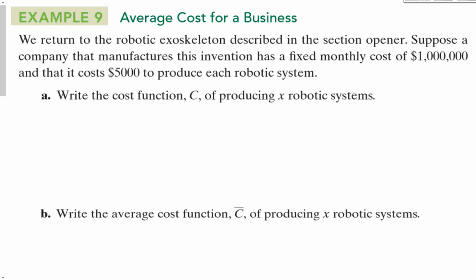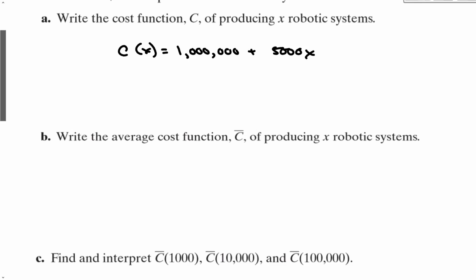We didn't go over the opener, but suppose you make a robotic exoskeleton, and a company that manufactures this invention has a fixed monthly cost of $1 million and it costs $5,000 to produce each robotic system. Write a cost function of producing x robotic systems. So C of x would be equal to the fixed cost, $1 million, plus 5,000x. That's it.